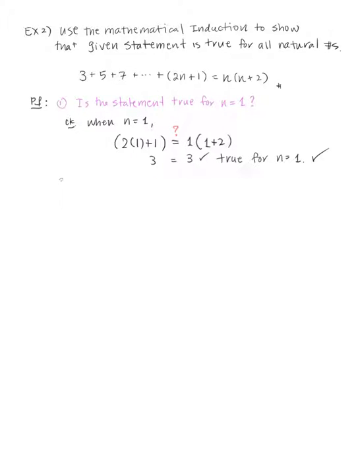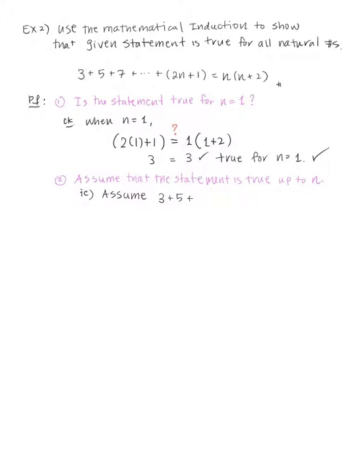Now let's go with step 2. Step 2, we're going to have to assume that the statement is true all the way up to n. Alright, so that means that we're assuming that 3 plus 5 plus 7 all the way up to 2n plus 1 equals n times n plus 2. So we're assuming this.